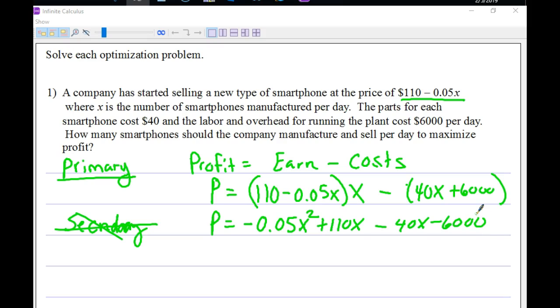From there on out, the problem is going to be pretty much doable by you guys. Just getting it set up was kind of the issue, right? 110 take away 40, is that going to be 70x? Right?